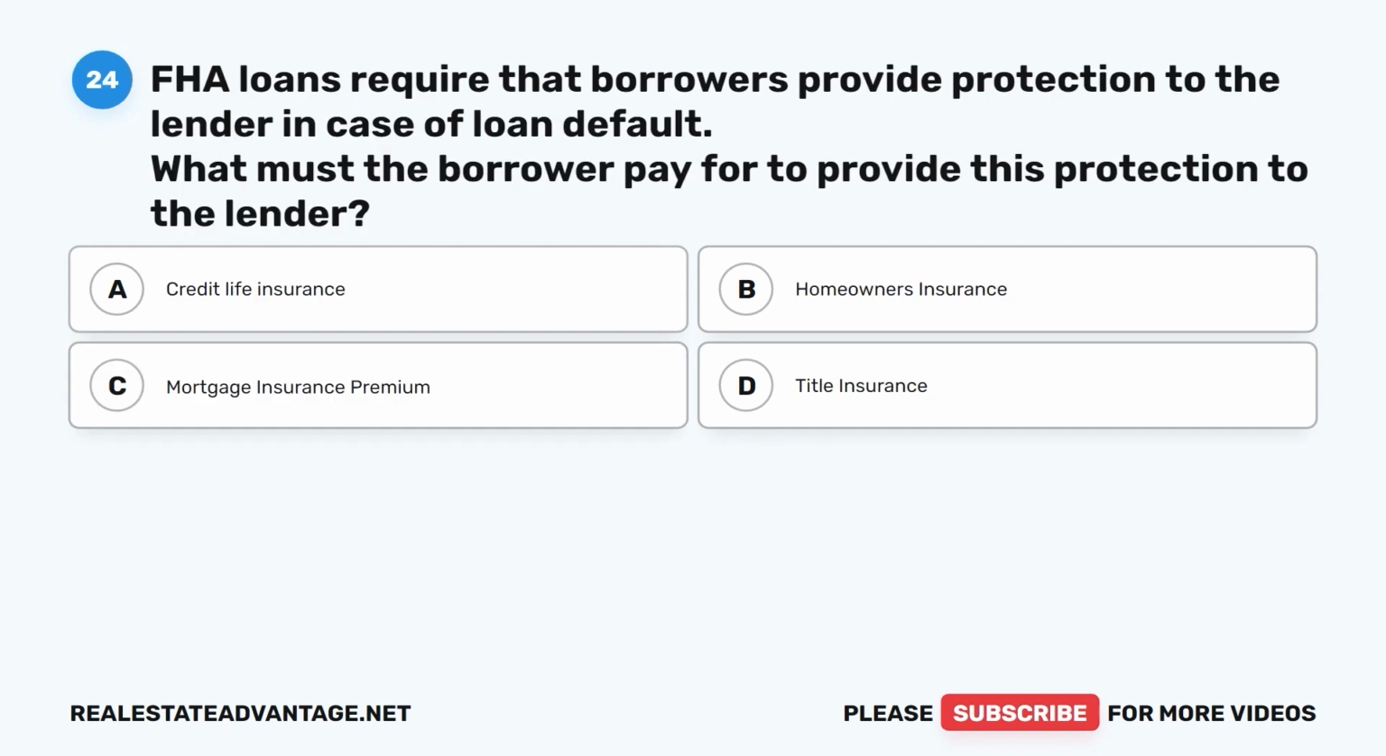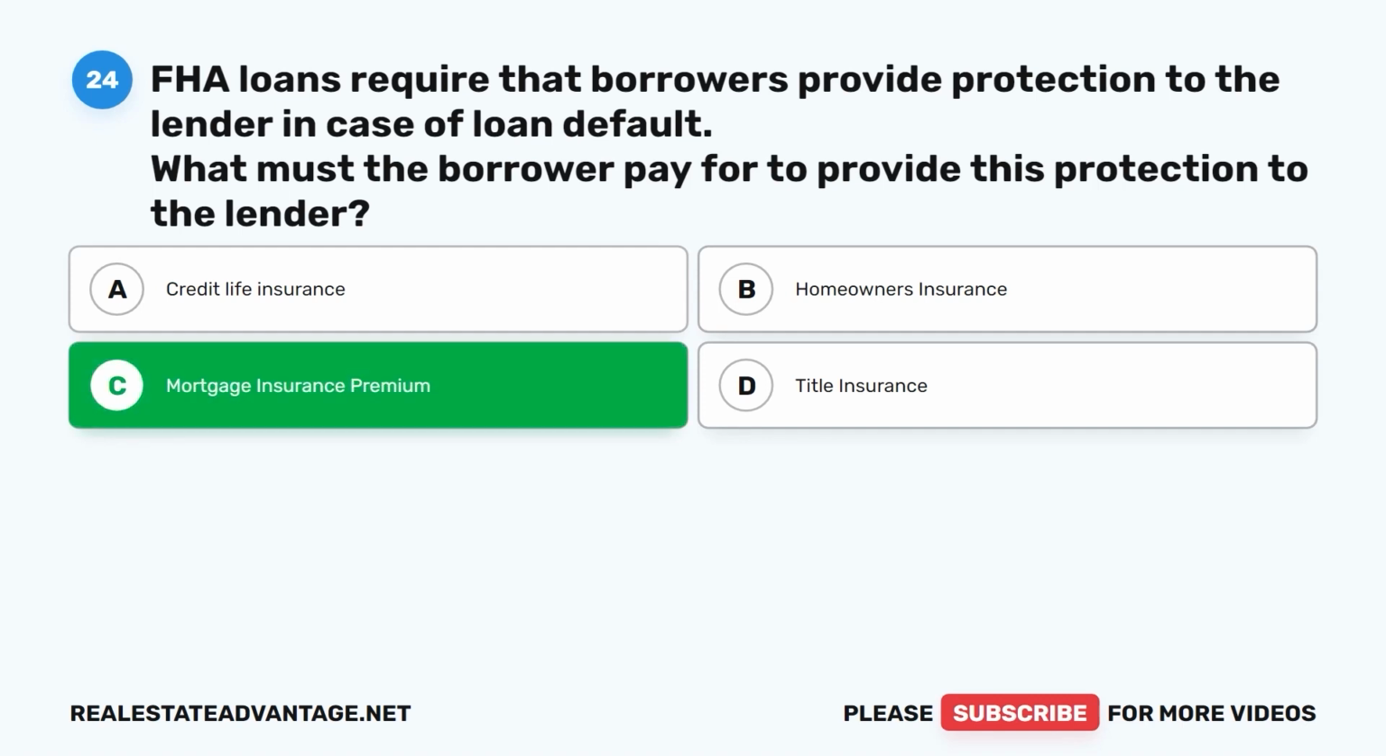Question 24. FHA loans require that borrowers provide protection to the lender in case of loan default. What must the borrower pay for to provide this protection to the lender? A. Credit life insurance. B. Homeowner's insurance. C. Mortgage insurance premium. D. Title insurance. The correct answer is C.